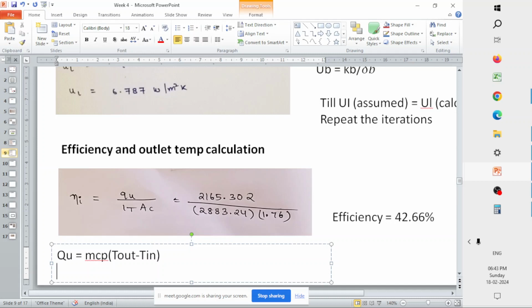So Qu is 2165.302, this divided by m dot. m dot is the mass flow rate of the fluid flowing through your tubes, which is 100, divided by your Cp, that is 4.18. Since the flow rate is given in kg per hour, we are supposed to convert it into kg per second as the standard SI unit, as I mentioned previously.